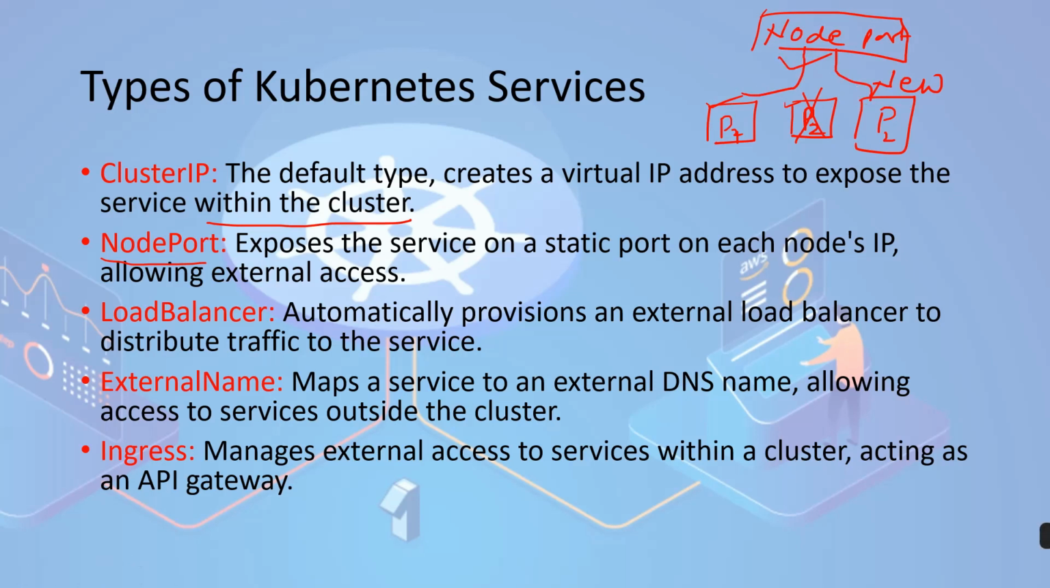Then understand the LoadBalancer: it automatically provides an external load balancer to distribute traffic to the service. ExternalName maps the service to an external DNS name, allowing access to the service from outside the cluster. Ingress manages external access to the services within a cluster, acting as an API gateway.